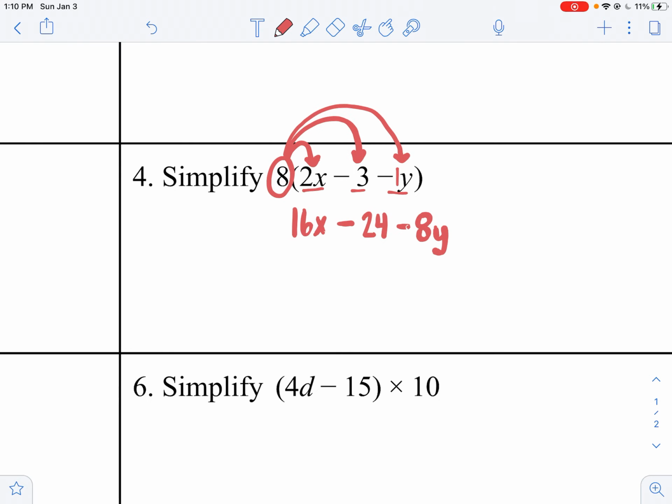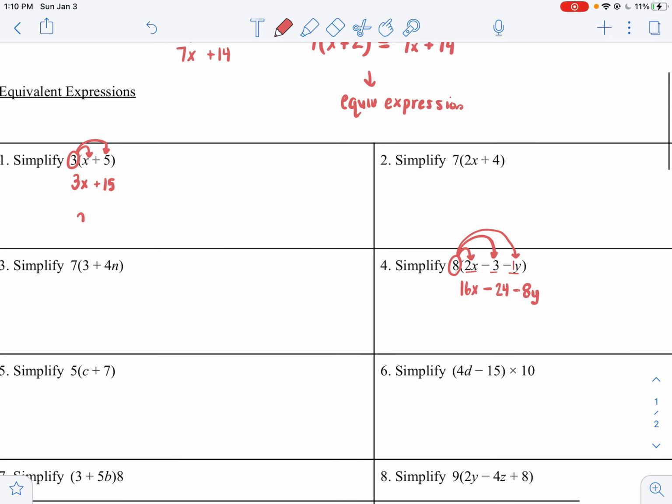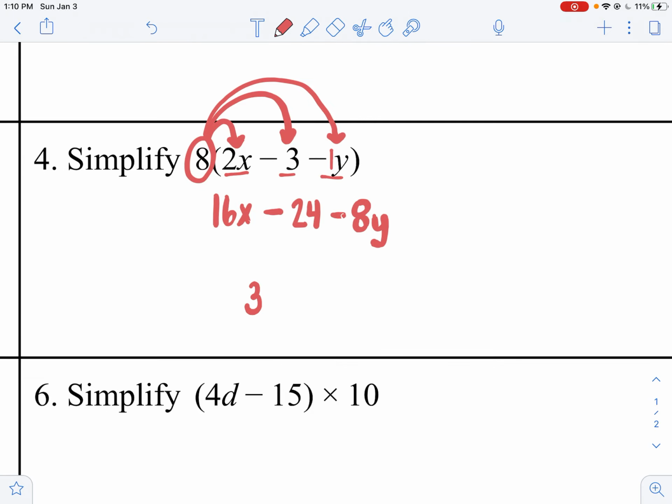Remember, in algebraic expressions, when we're simplifying, we don't always come down to one number. It's possible, but usually we'll be left with an expression. In the first case, we were left with 2 different terms. And in this second case, we were left with 3 different terms.